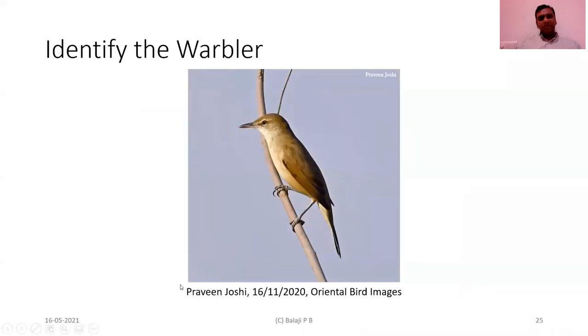So the first individual for identification. If you remember the flow chart, you can go by the first question. Does it show a distinct supercilium? Any opinions? Clamorous reed warbler.